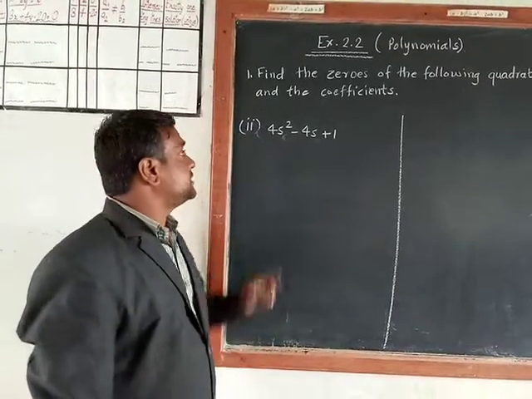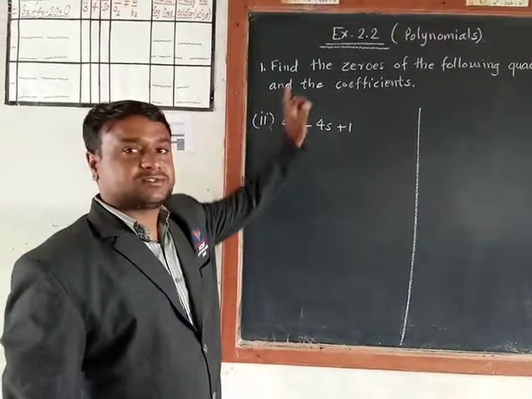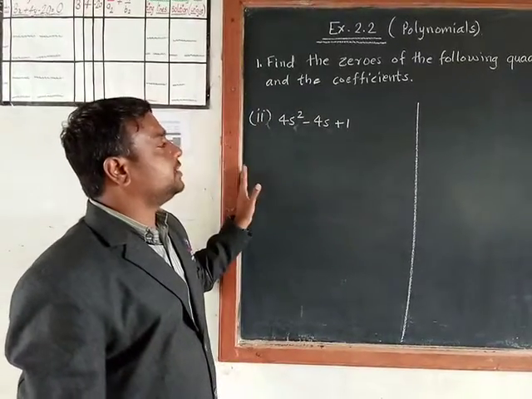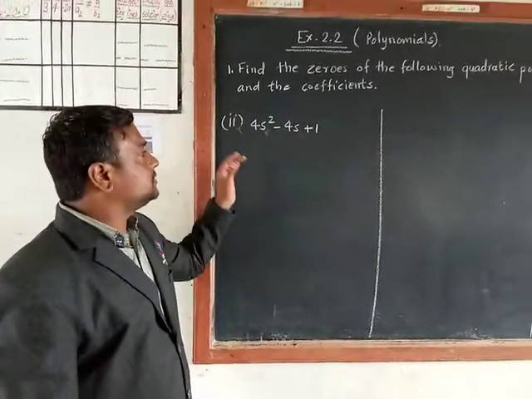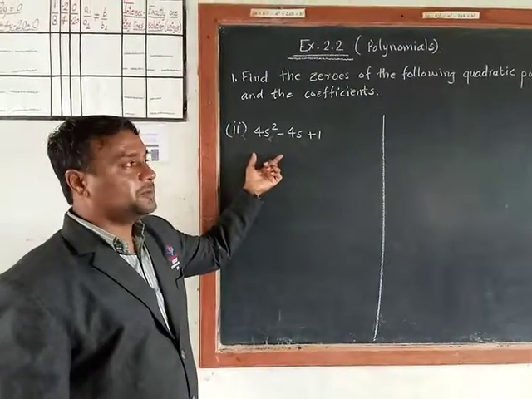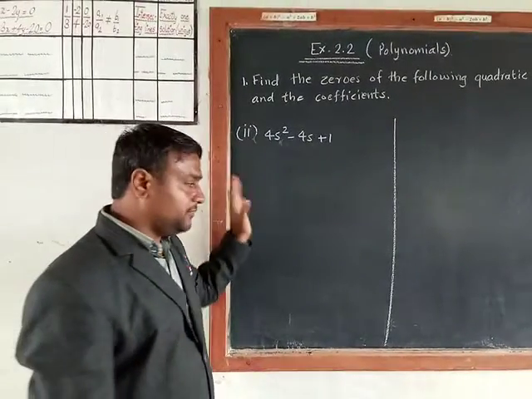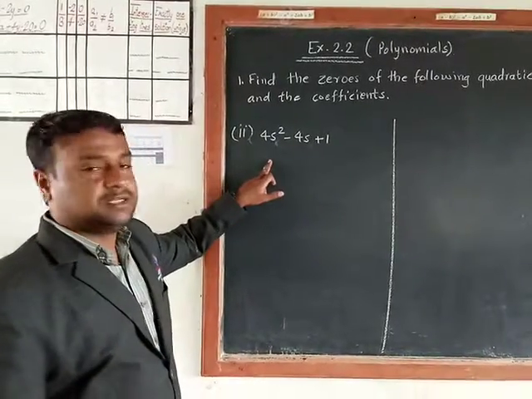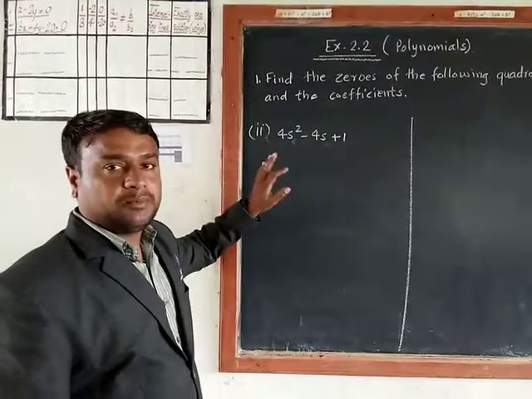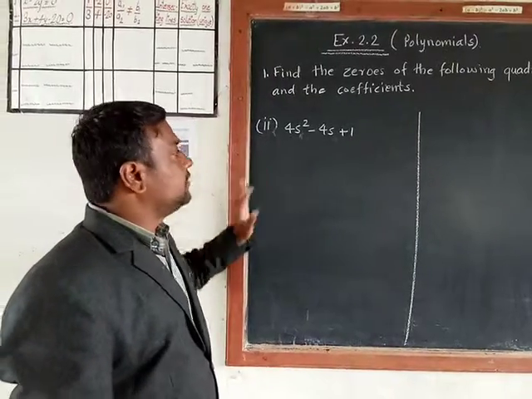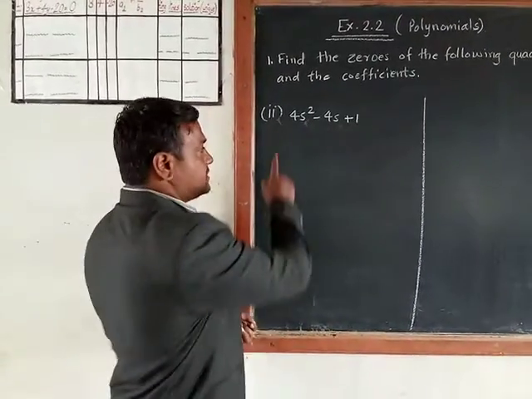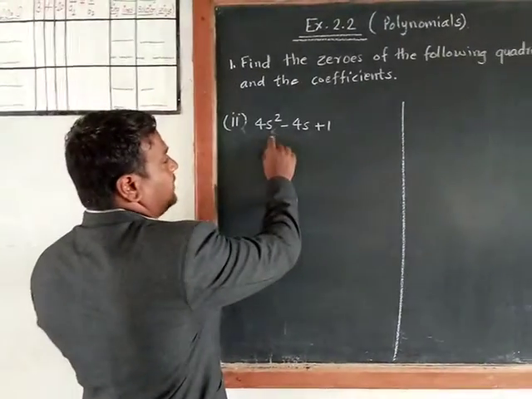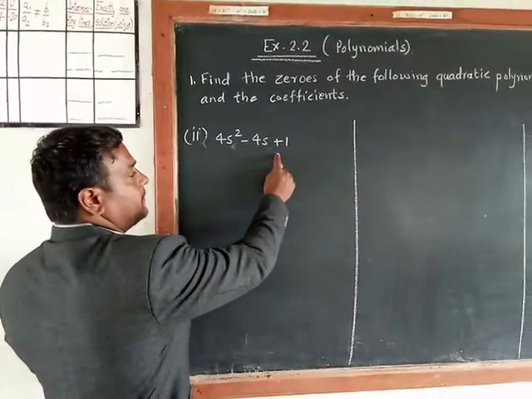Now let us solve our second example from Exercise 2.2, question 1. In this second problem, we have to find the zeros of this quadratic polynomial. Also, we have to verify the relationship between the zeros and the coefficients of the given quadratic polynomial. So let us first find the zeros of this quadratic polynomial, 4s square minus 4s plus 1.